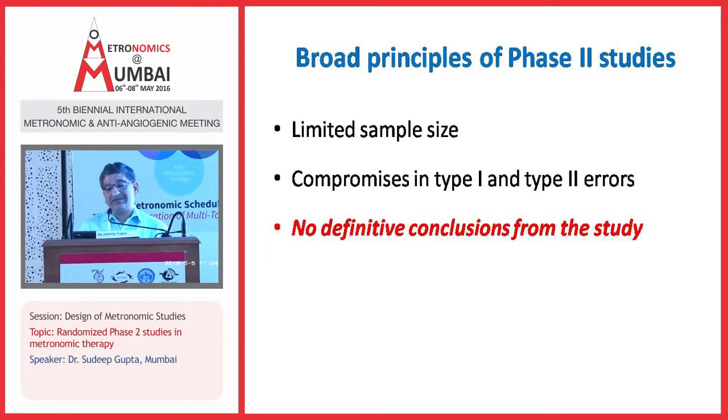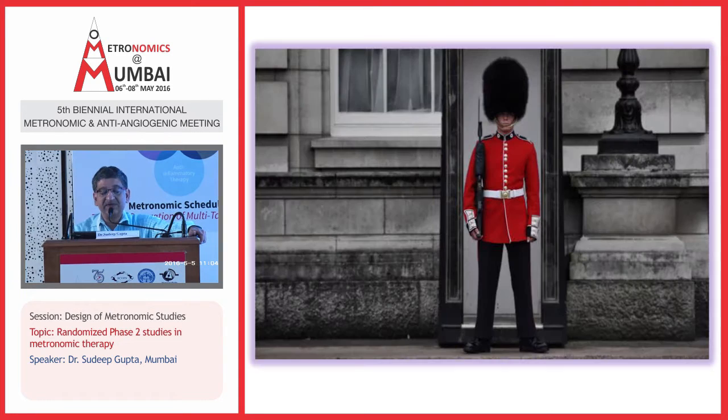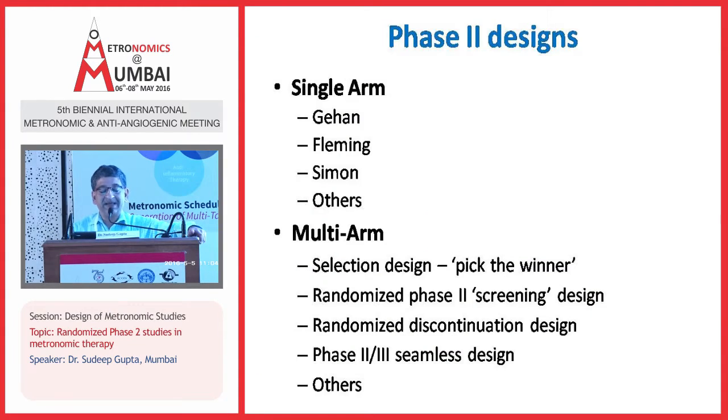The phase 2 studies are generally limited in sample size. There are compromises in type 1 and type 2 errors, and most importantly, no definitive conclusions can be drawn from the study. The best way to think about the phase 2 studies is for them to be considered as gatekeepers to more definitive studies, but by no means definitive in and of themselves. So these are some of the designs, and some of you are probably conversant with some of these designs. I cannot discuss all of them in 20 minutes.